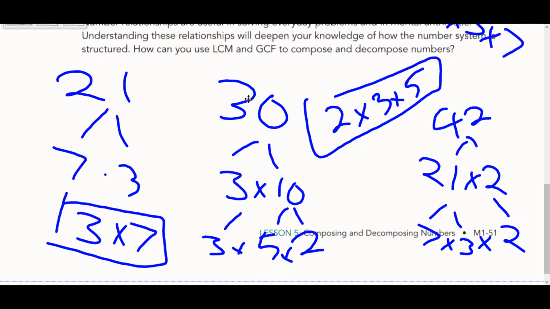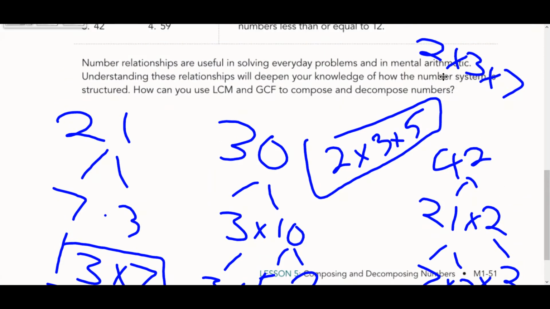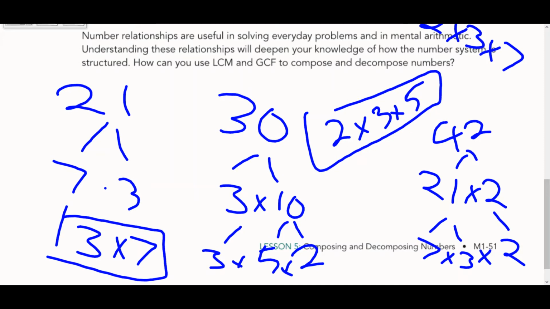Okay, and another example is 30. Break 30 into 3 times 10, and then bring 3 down because it's prime, and then we split 10 into 5 times 2. But rearrange it so it's 2 times 3 times 5. And then last, we did 42. 42 could be broken in several ways. We chose 21 times 2, and 21 is broken into 7 times 3 times 2. And again, we'd probably want to rewrite that as 2 times 3 times 7. Okay, so that's prime factorization.